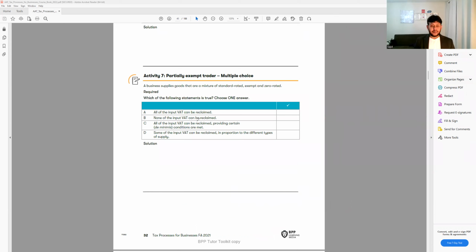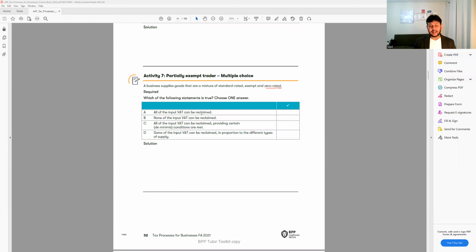That is partial exam traders, so multiple choice. It says a business supplies goods that are a mixture of standard, exempted and zero rated. Which of the following statements is true? So statement 3 says all input VAT can be reclaimed. No, it is not necessary. Until the diminished test is satisfied, we will not be able to claim all. None of the input VAT can be reclaimed.